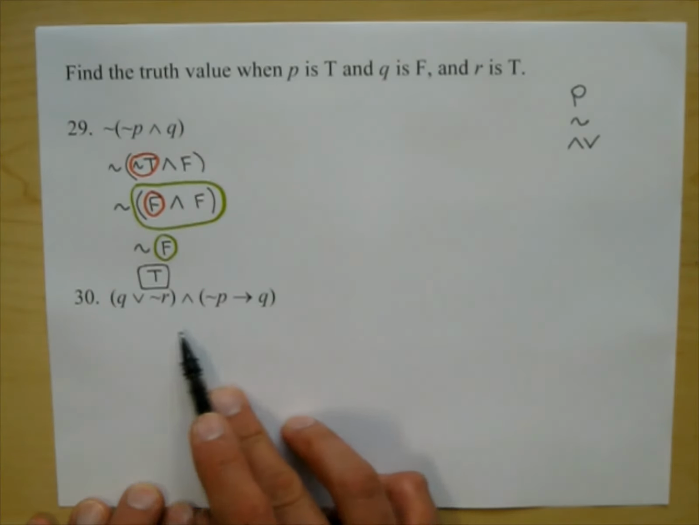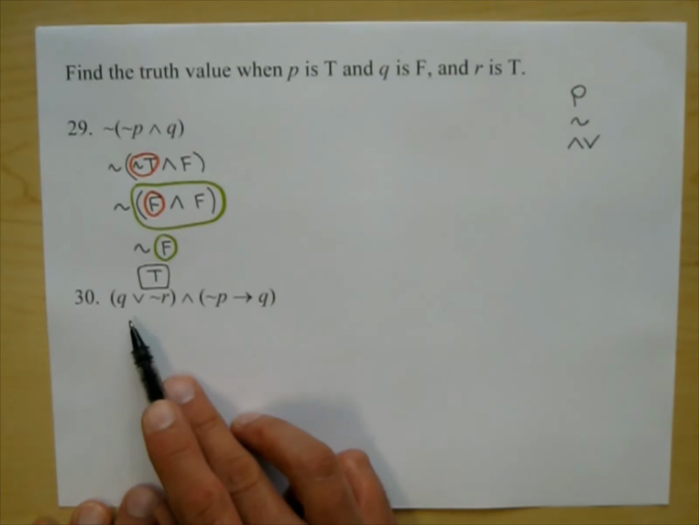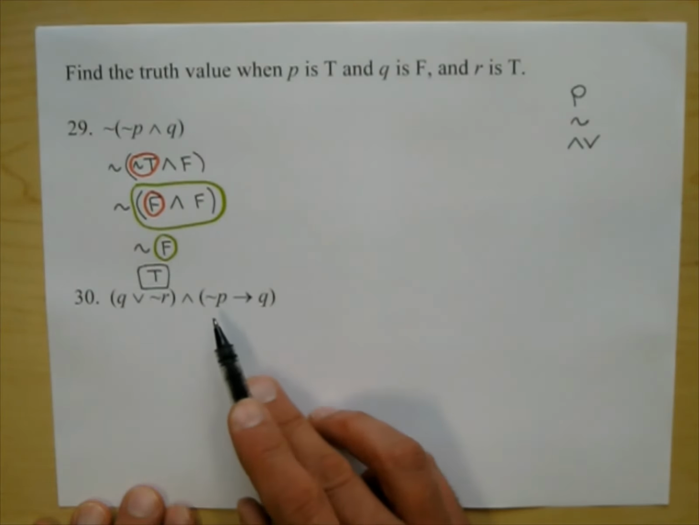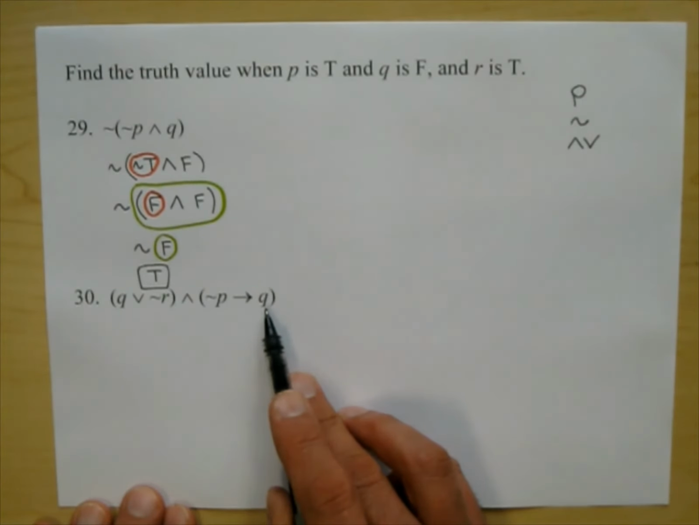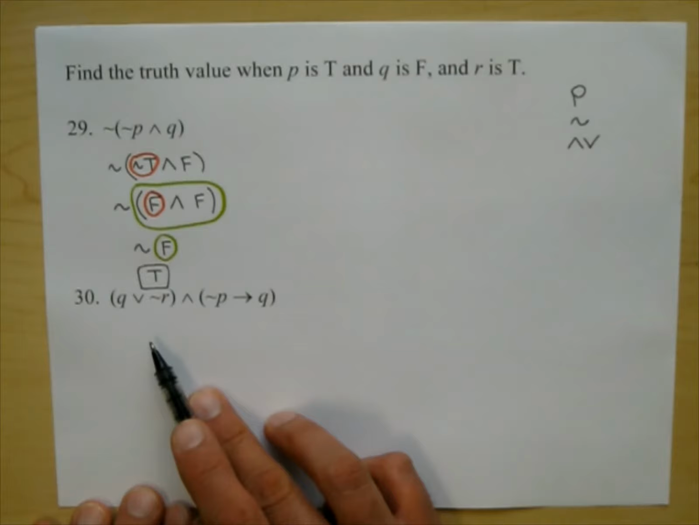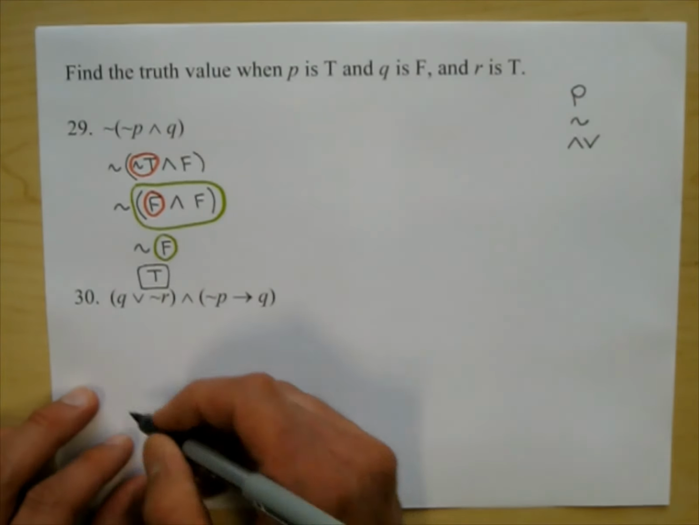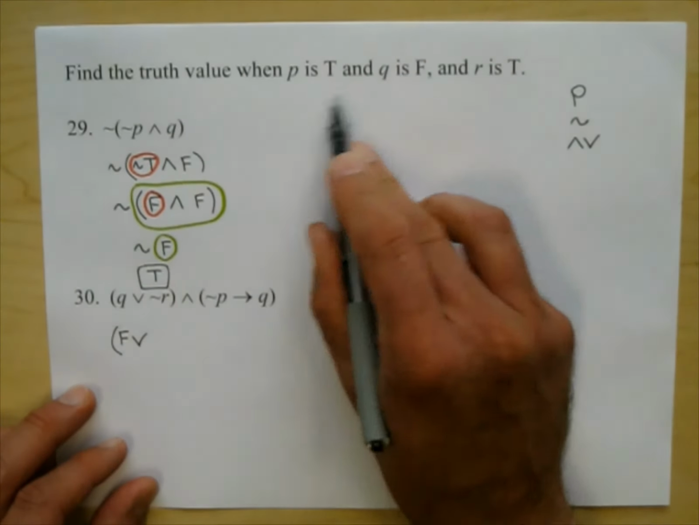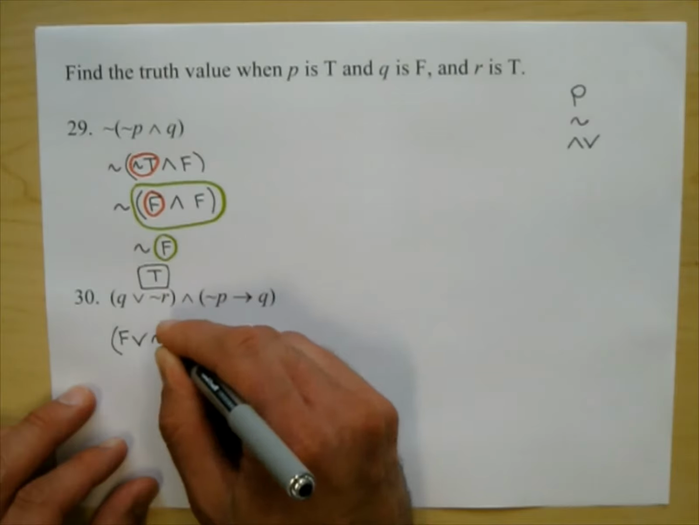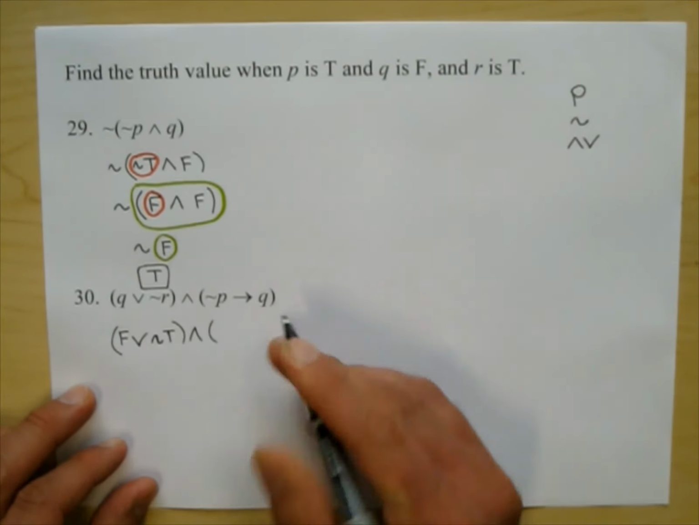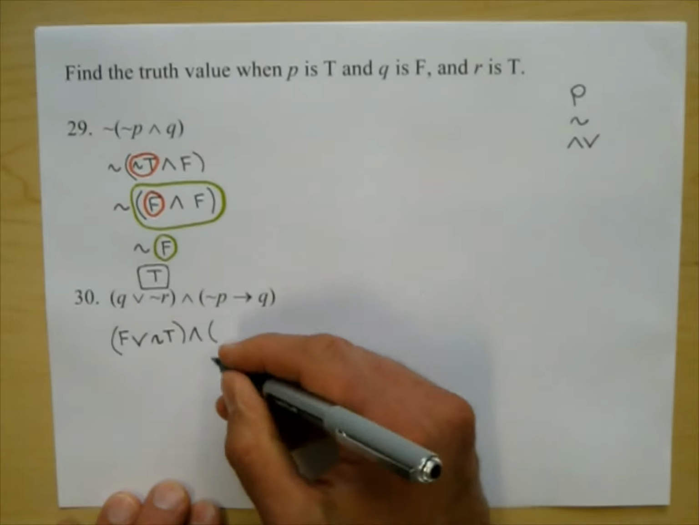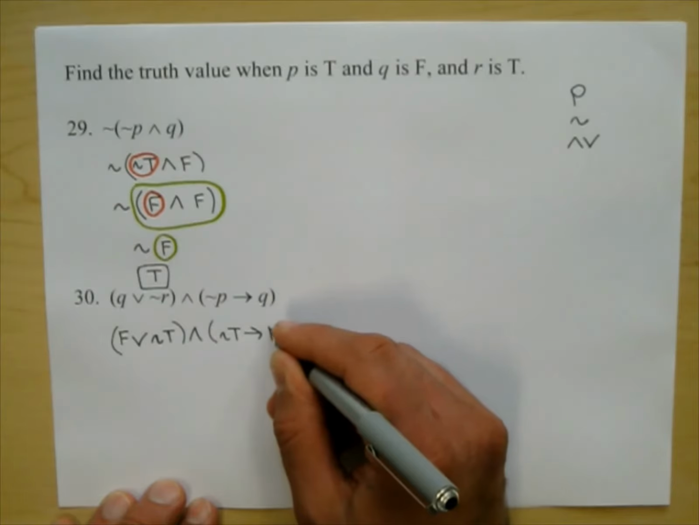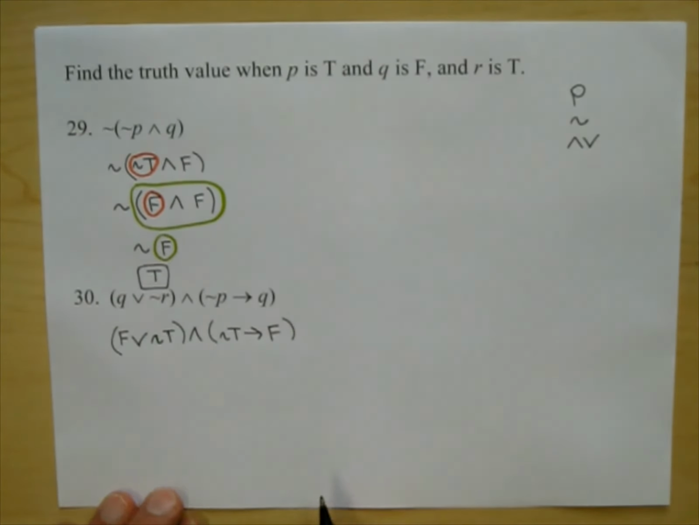Now I'm going to go ahead and find the truth value for problem number 30. Q or not R, and not P, then Q. So I'm going to replace the P's, Q's, and R's with their values. So Q is false. R is true, so I have not true. P is true. We have then, and Q is false. Okay, so that's what we have.